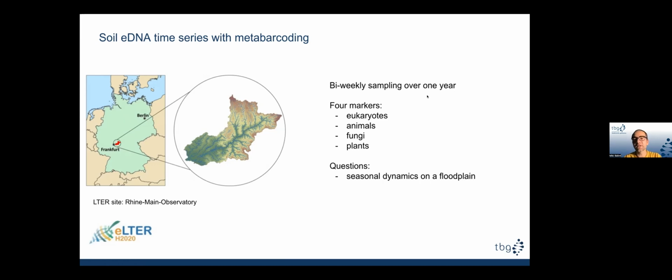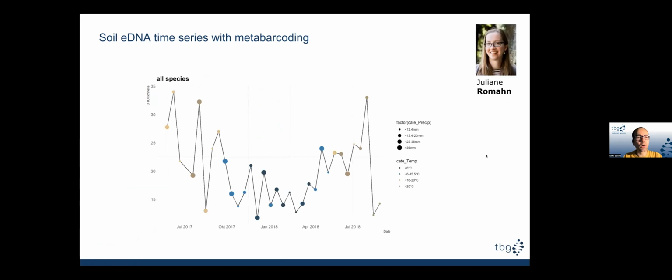So what we did here is a bi-weekly sampling in the Rhine-Main Observatory in a floodplain. We took soils, quite large compound samples, extracted DNA, and did PCRs with four markers, and we looked for eukaryotes, animals, fungi, and plants in this soil eDNA to answer the question whether we see seasonal dynamics in the floodplain community. And quickly, just one result. This work was actually analyzed by Juliana, who is coming from ZFMK, and I'm very happy to have her here and also in my group.